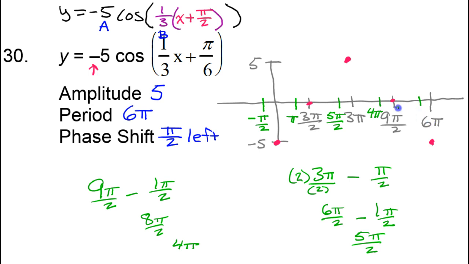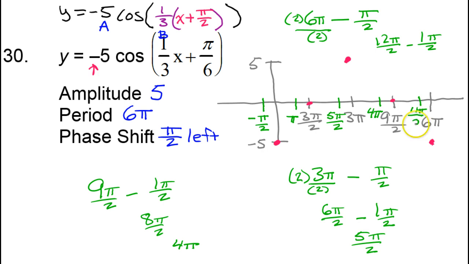This is to the left of 6 pi. So the question is, what is 6 pi, and if I'm moving to the left by pi over 2, then I'm subtracting pi over 2. But I need like denominators. So let's multiply by 2's. So this would be the same thing as having 12 pi over 2. So I have 12 pi over 2 minus 1 pi over 2. Wouldn't that be 11 pi over 2? So that's what this will be right here. It will be 11 pi over 2.